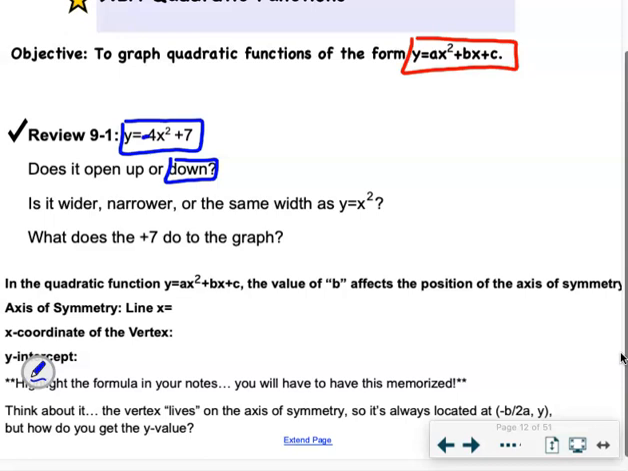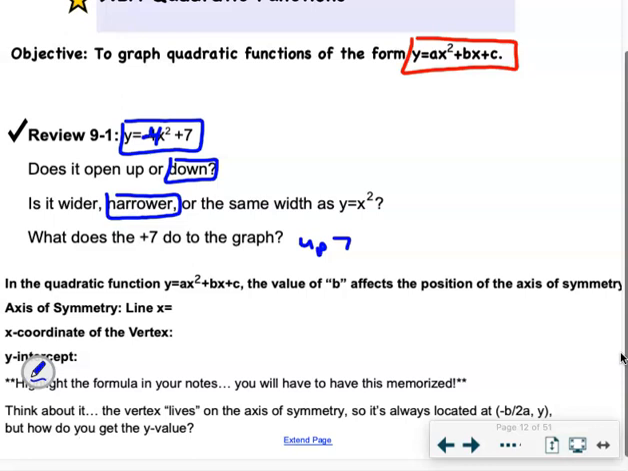Wider, narrower, are the same as y equals x squared. The 4 right here in front of the x squared tells us that this is going to be skinnier or narrower than the regular x squared graph. Any number that's bigger than 1 will make the graph narrower. The fractions will make the graph wider. The plus 7 moves the whole graph up 7 units. The vertex will move up 7.